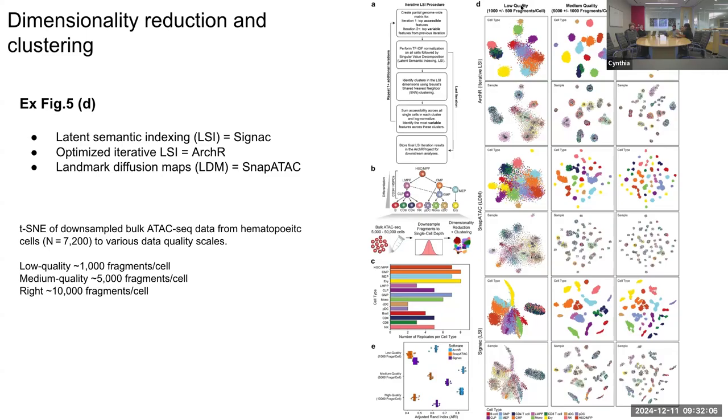And ArchR, indeed, also has some trouble with low quality. If we have cells containing only 1,000 fragments by cell, it could be a challenge to make a proper clustering. With the medium quality, it looks pretty good, pretty similar to the Signac one that we have here. And with high quality, it looks pretty good and not overclustering. So this is interesting because I was recently working with different arguments to perform clustering.